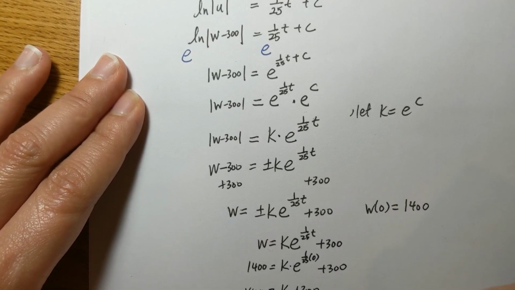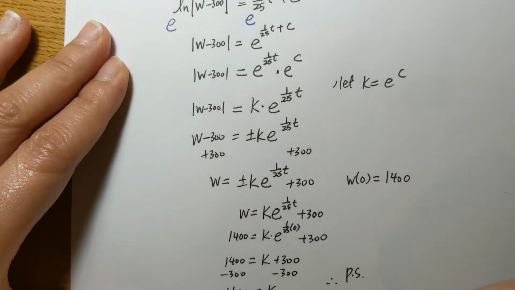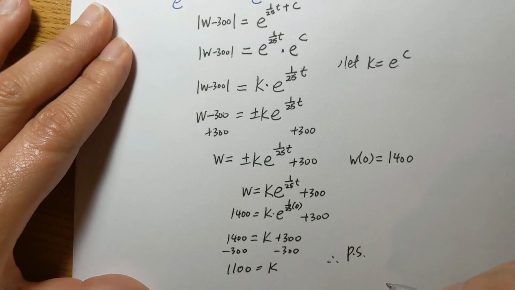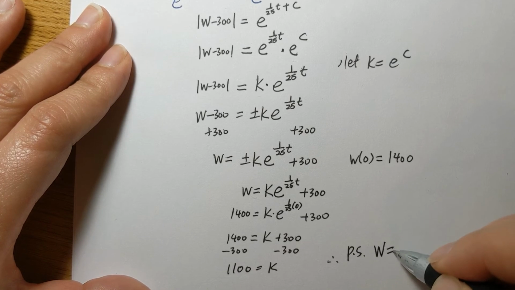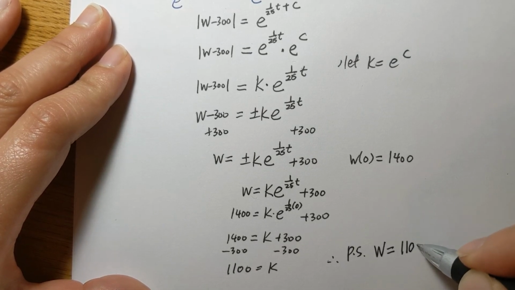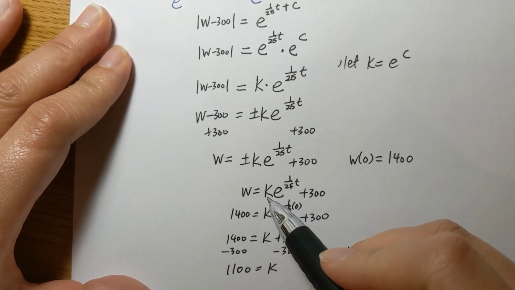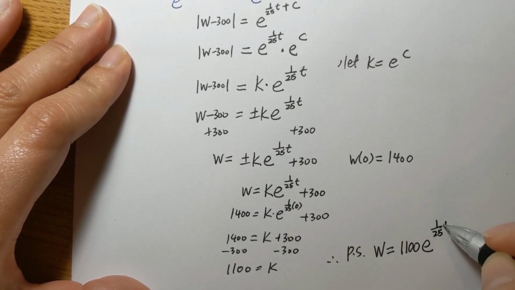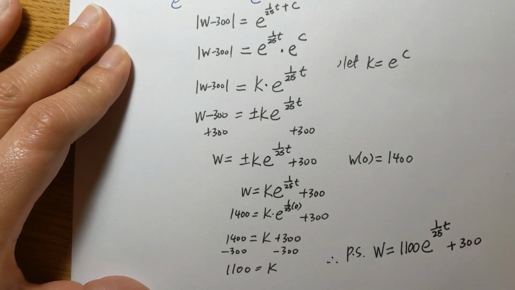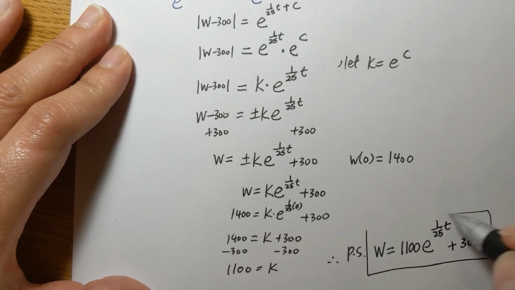So the particular solution is w equals 1,100, because k is 1,100, e to the 1/25 times t, and plus 300. So we finished the question.